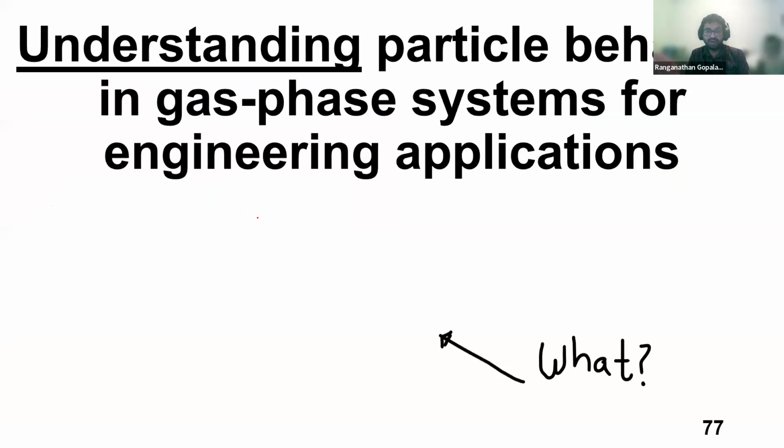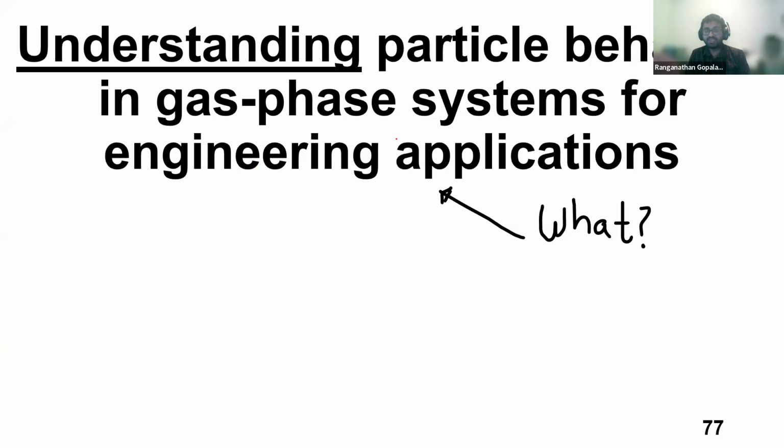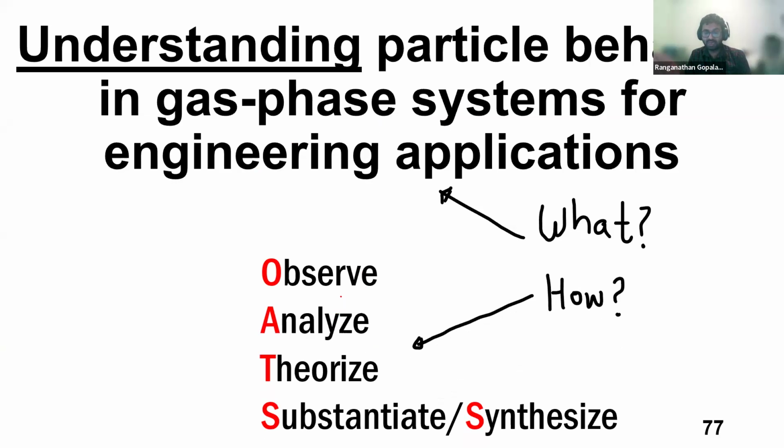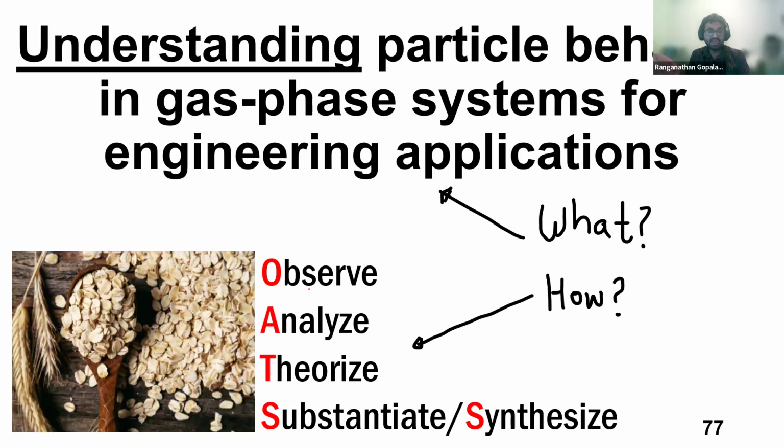The how: we are trying to understand the particle behavior in gas phase systems. And how we do this is that we observe, we do experiments, we do computations, we try to observe what is going on on a physics level. We analyze the data, whether it comes from simulation or experiment. We do a lot of analysis. We theorize, we try to take that analysis and synthesize it into models, and then make predictions about what should be, and then do experiments or simulations again to substantiate our ideas. And basically, if you take away something funny from this talk, you can think about OATS: observe, analyze, theorize, and substantiate, as a methodology of how we do our research.